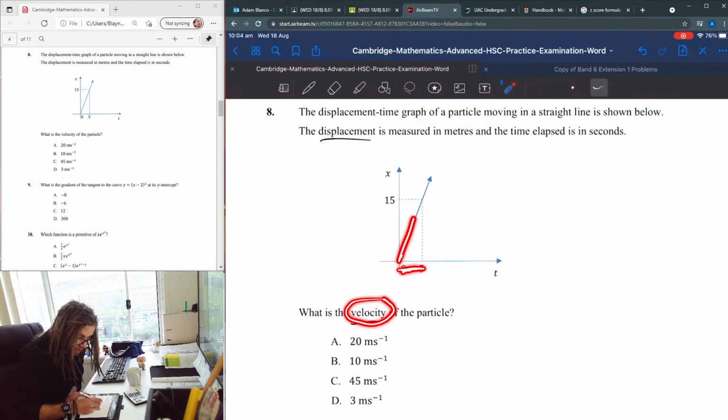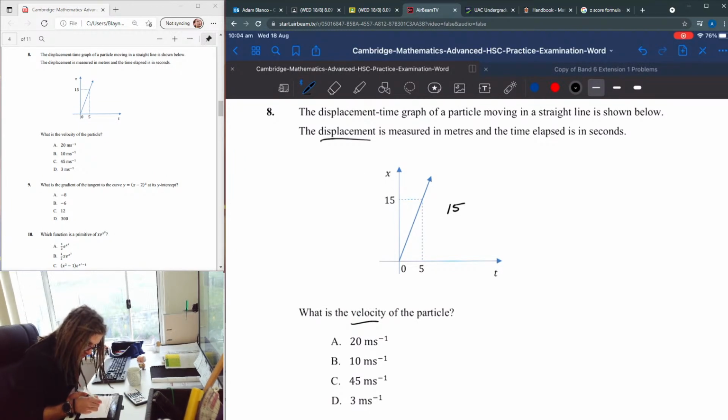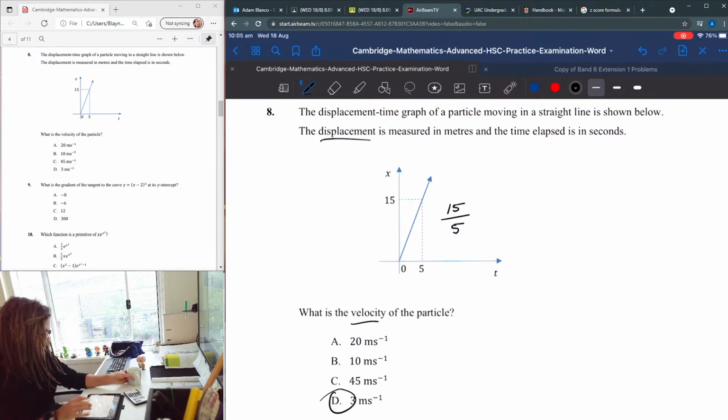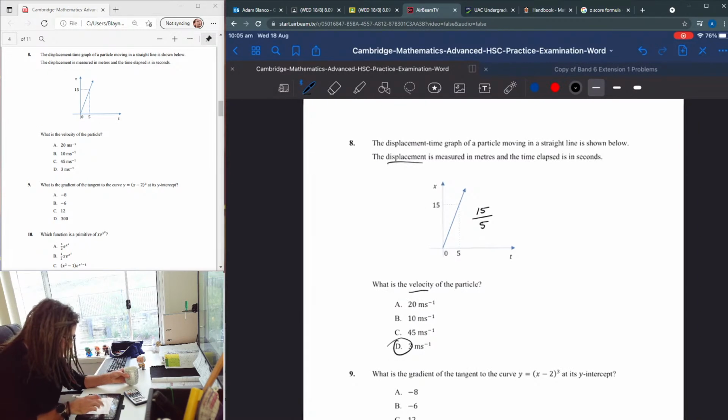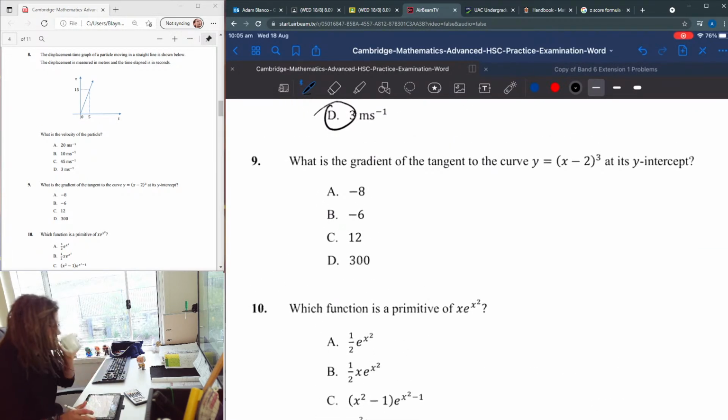Well, if that's the original graph, when you differentiate a graph, you're finding the gradient function. So really all I need to do is find the gradient of this line. Now the gradient of a line is just rise over run. So that's going to be the rise 15 over the run 5, which is going to be 3. That's it. So it just comes to an understanding of straight lines and a little bit of calculus.